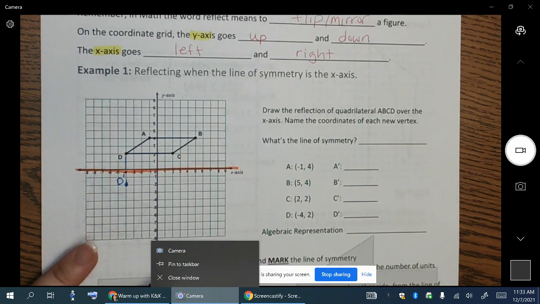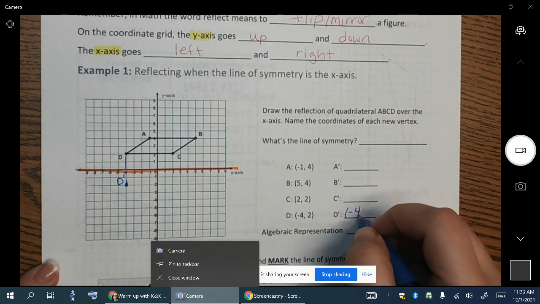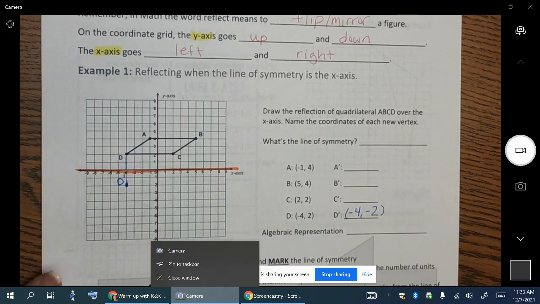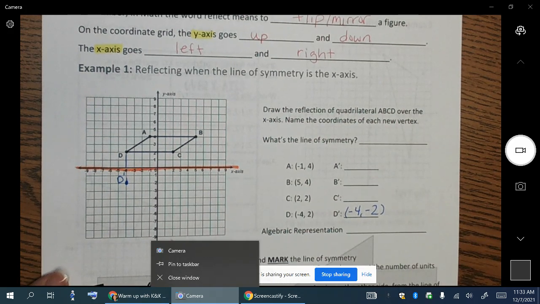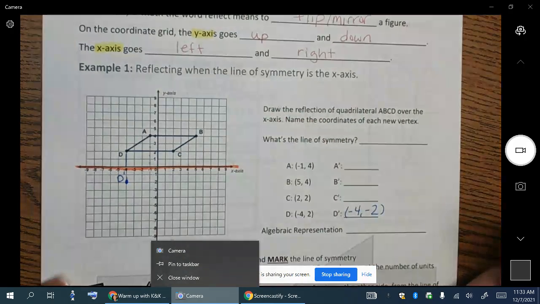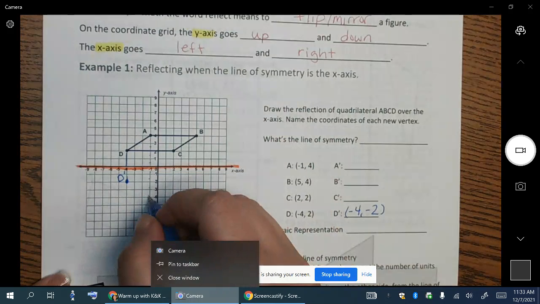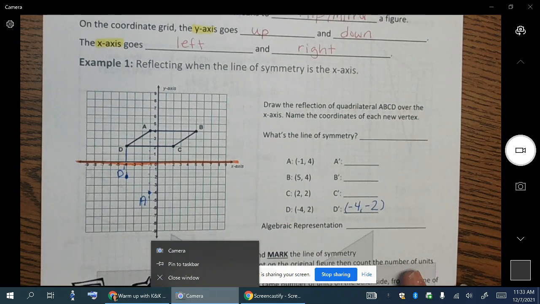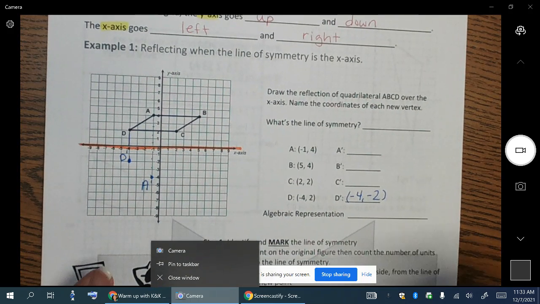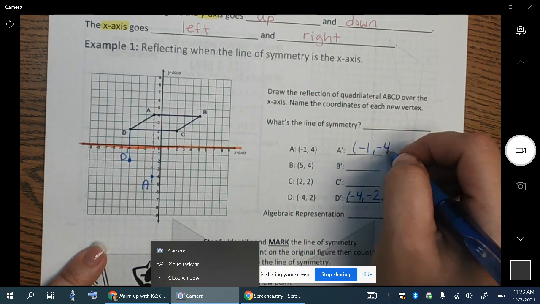Okay. What are the coordinates for D prime? -4, -2. Everybody agree? Okay. Now let's take A. How far is A from the axis? 4. So then it needs to be 4 here. That's A prime. What are the coordinates? -1, -4.